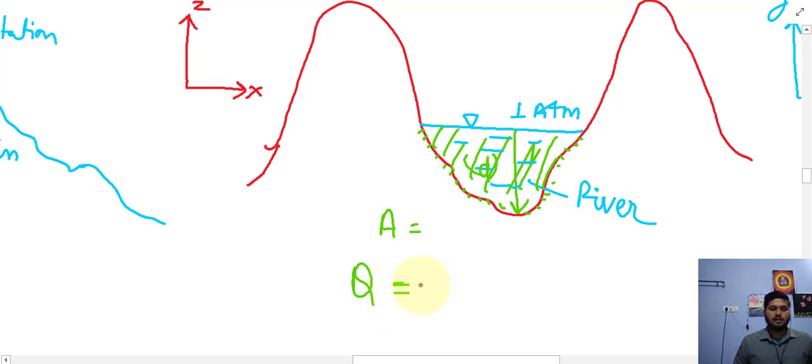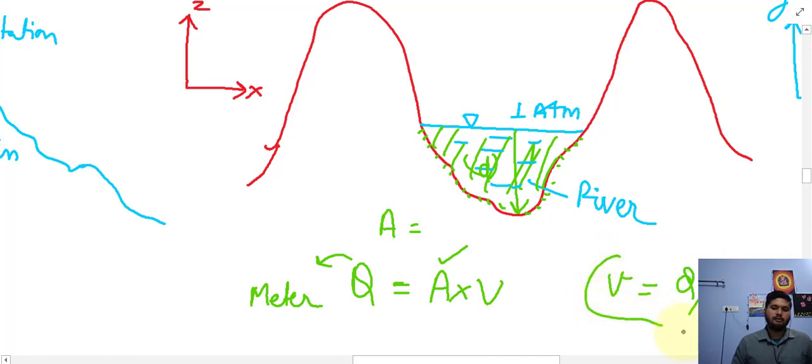Discharge is measured from the meter system, and this discharge formula will be area into velocity. A is already found out, Q is given by the meter system. So if you divide Q by area, then you will find the velocity.